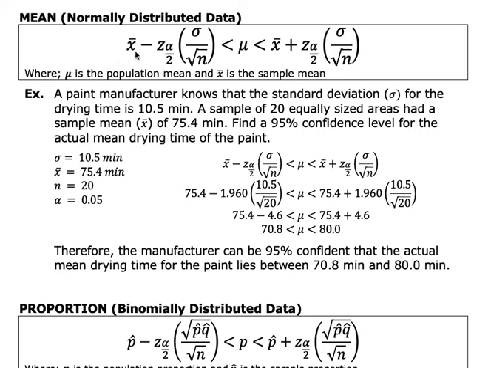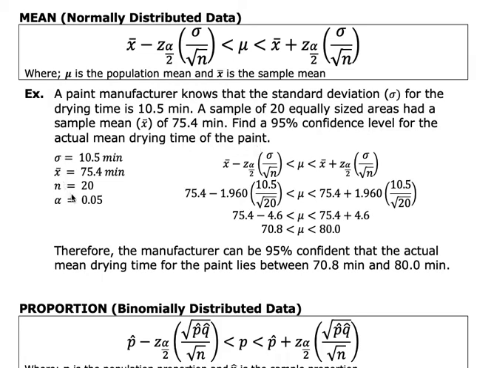We're using our observations in a sample and then using the z-score times the standard error for a random variable, for the standard error for the sampling distribution, to approximate how far that width needs to be to get a specific level of confidence. So a paint manufacturer knows that the standard deviation, sigma, for the drying time is 10.5 minutes. A sample of 20 equally sized areas had a sample mean x bar of 75.4 minutes. Find a 95% confidence level for the actual mean drying time of the paint.